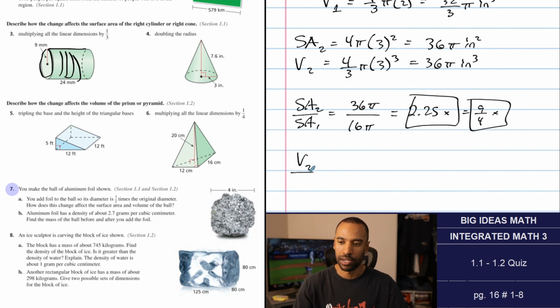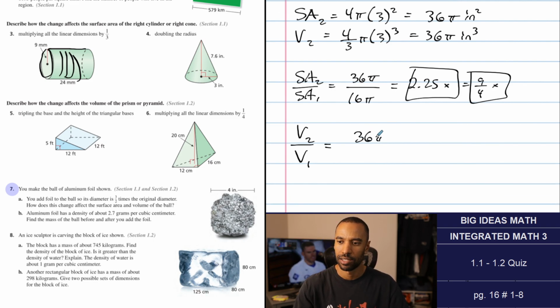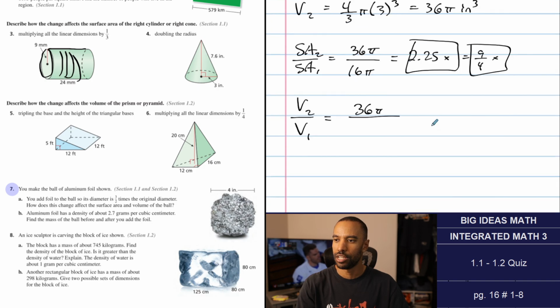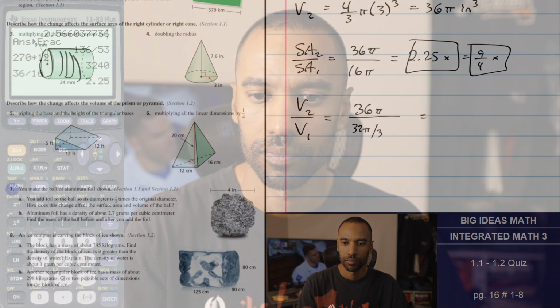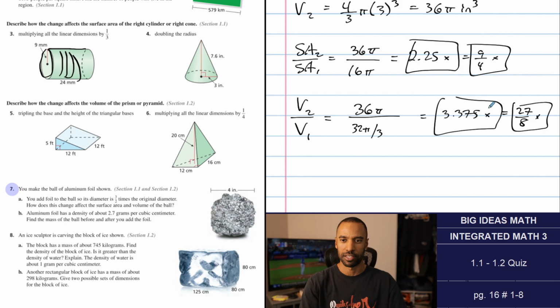Volume 2 over volume 1, this should give me 27/8 or 3.375. So this is 36 pi over 32/3 pi. 32 pi over 3. I'll kind of write it like that. Now in the calculator, I don't have to worry about pi. That's going to cancel. But 32/3, you can also multiply by 3, 36 times 3 over 32. There's the 3.375. That's 27/8. That's how I got my number to begin with. Okay. So that's how they compare. I believe that's just part A, getting volumes and surface areas compared. Part B.